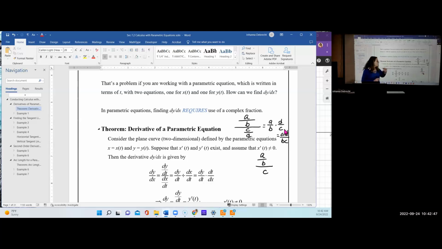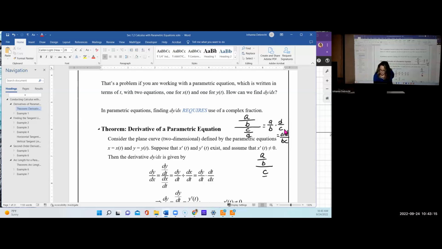You have to know which one is the primary division bar. Is this A over B in the numerator divided by C in the denominator, or A in the numerator divided by B over C in the denominator? Because it will give you a different result. So what I tell my students to do is to make the primary division bar longer. In this case, I made the one between B and C longer.